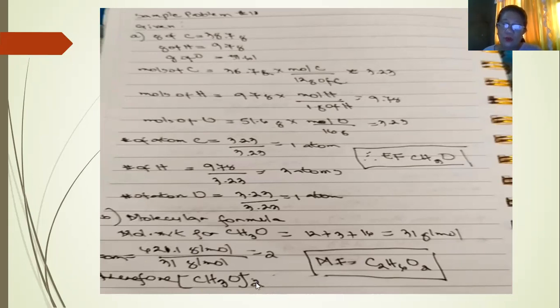Therefore, that is 2 times 1 for carbon, we have C2. 2 times 3 for hydrogen, we have H6. Then 2 times 1 for oxygen, we have O2. Therefore, the molecular formula of this compound is C2H6O2. So that is how to calculate the empirical and molecular formula.